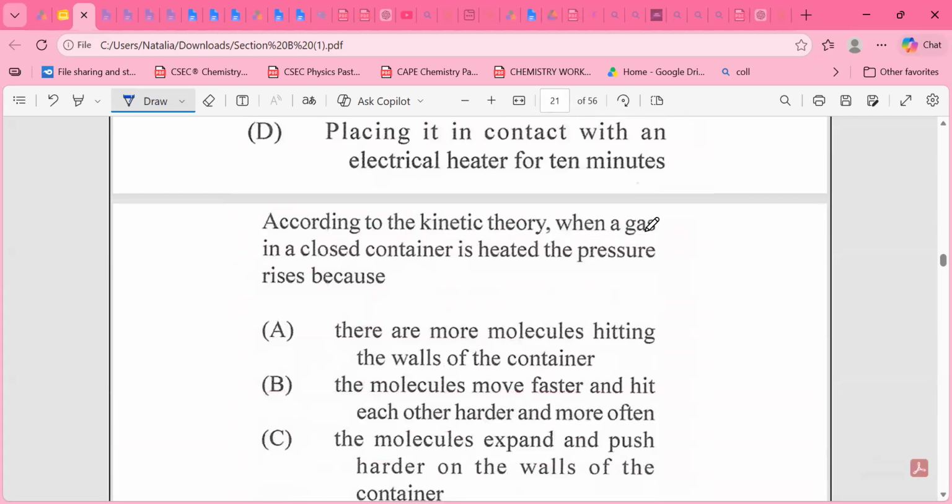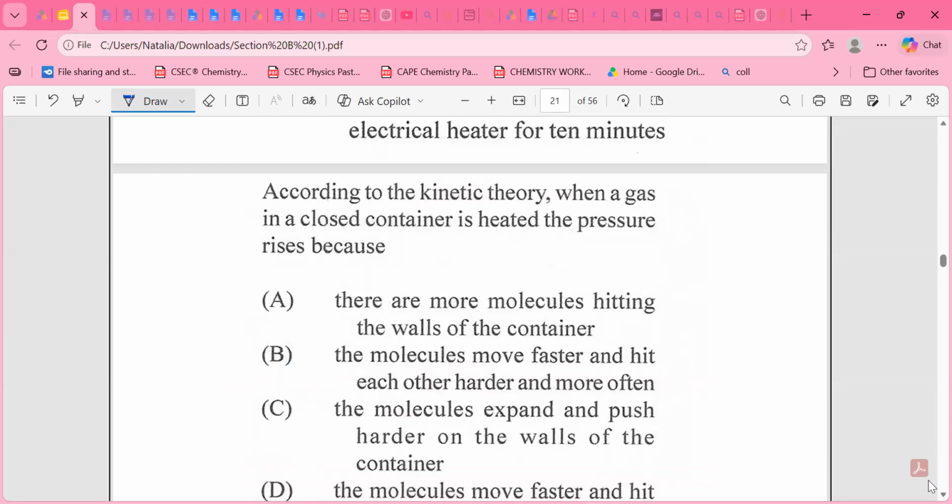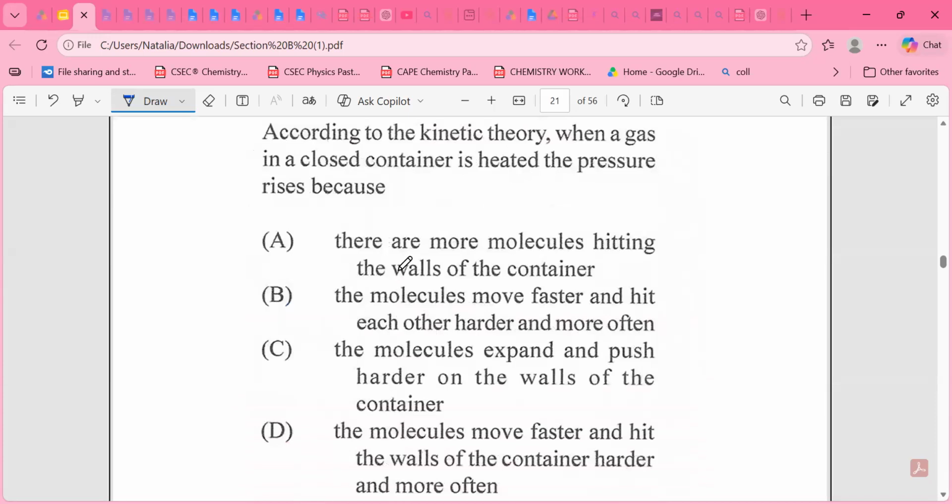According to the kinetic theory, when a gas in a closed container is heated, its pressure rises because... We answered this whole time. This first question we did, what's the answer?